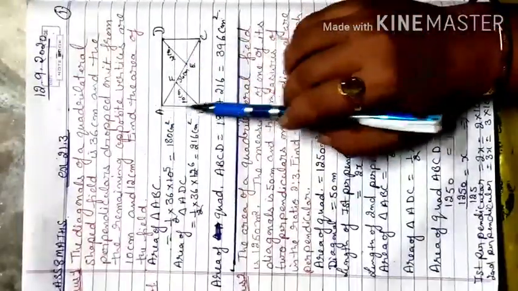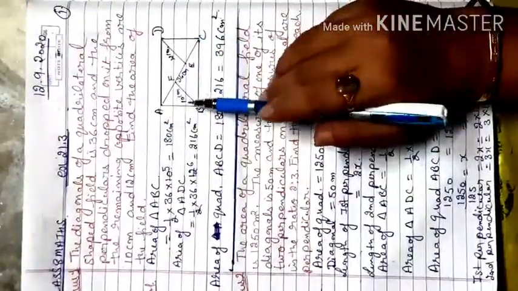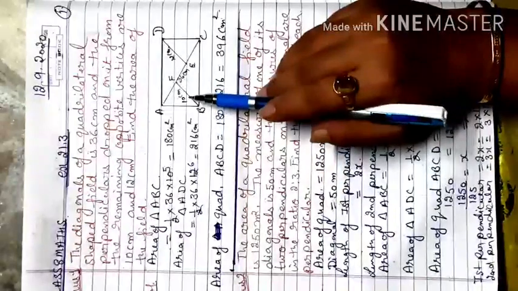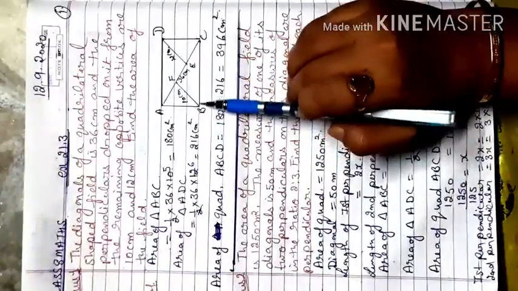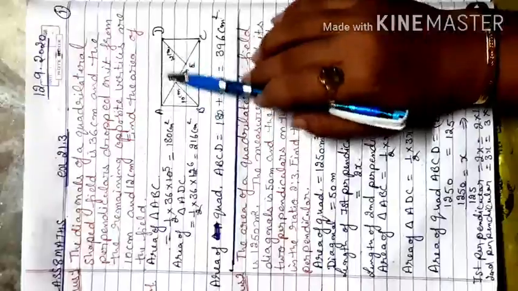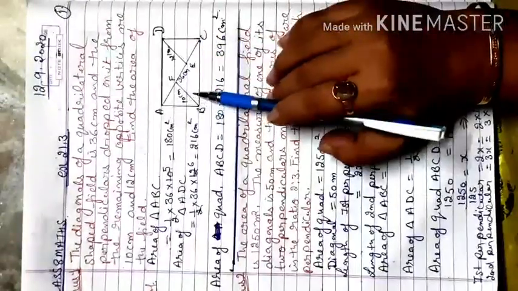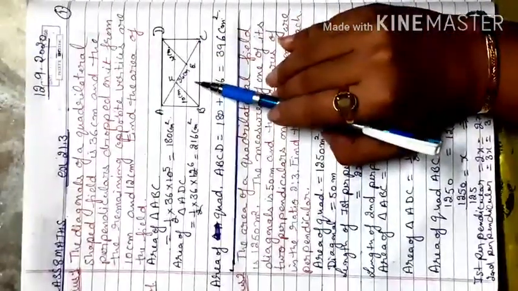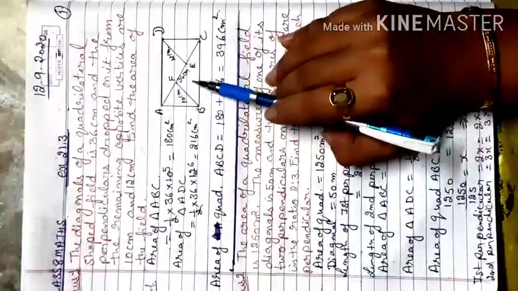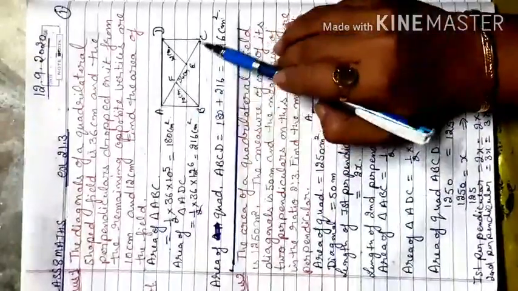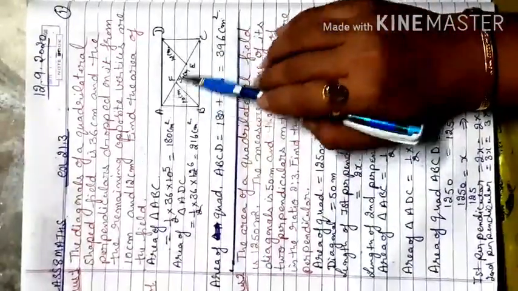I have one quadrilateral. Quadrilateral means a closed figure covered with four straight lines. So here AB, BC, CD and AD are the four sides of the quadrilateral. Quadrilateral means any closed figure that has four sides. Here you are given only one diagonal. Like I join this AC, this is a diagonal.